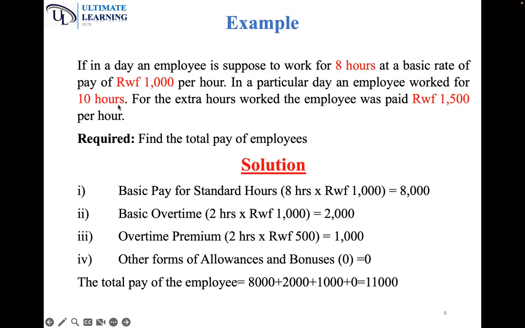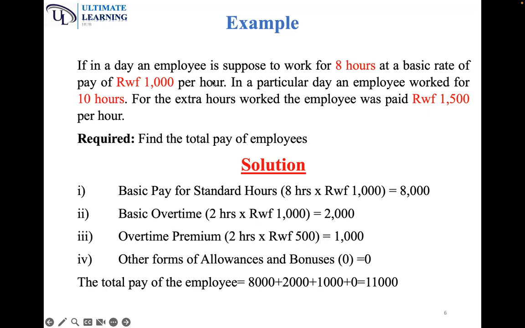And the total overtime hours were 10 minus 8, which is 2. So look at this. Basic overtime is 1,000 times 2, and overtime premium is 500 times 2. So when you add 500 plus this 1,000, it gives you 1,500, and it is equal to this. So this is the rate that was paid for the extra 2 hours. So that is what we have there.